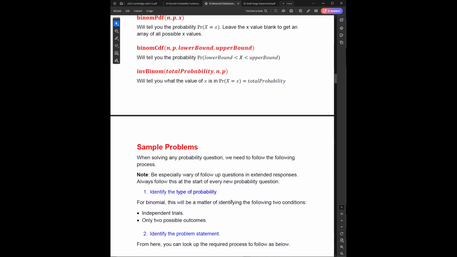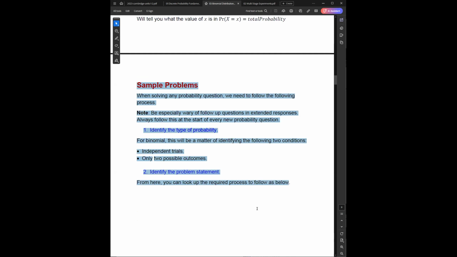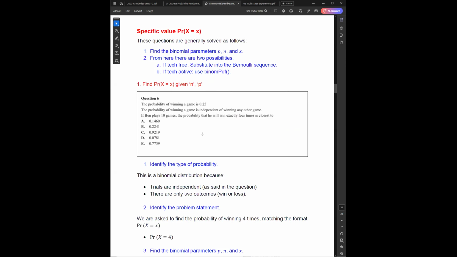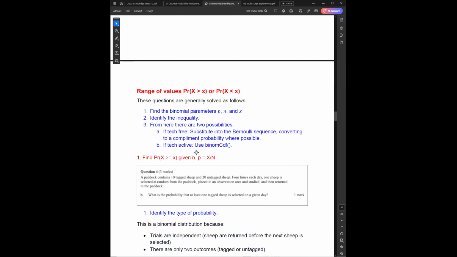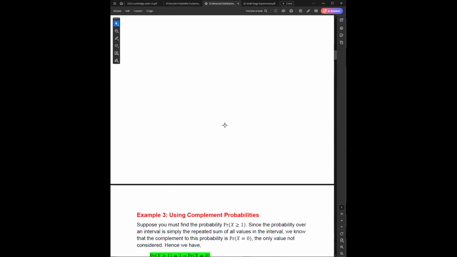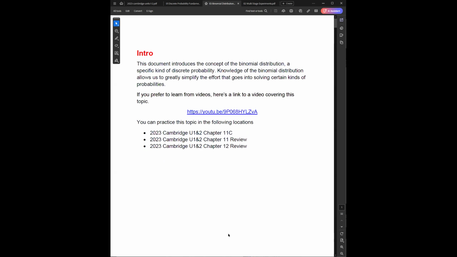That's about it for those. I've got a whole bunch of sample problems if you want to have a look at all these. This was just pulled from exam stuff, so it's a bit on the messier side, but it's all the possibilities that I could think of, at least as far as what's been in the exam. That's binomial, that's discrete.